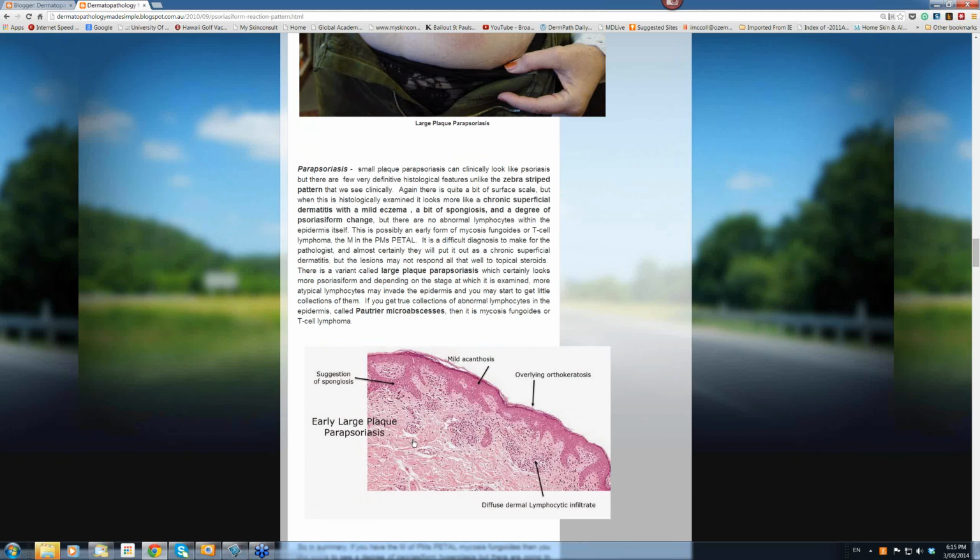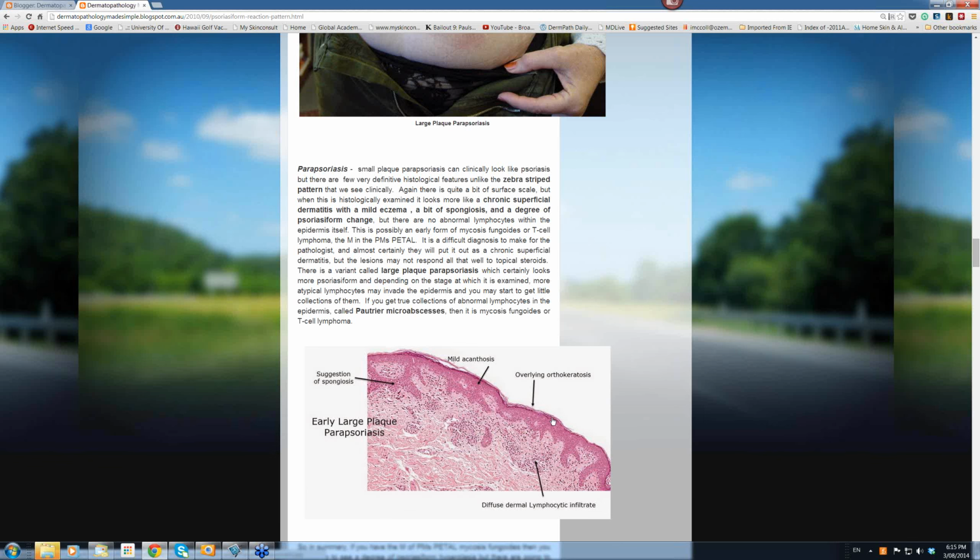Let's have a little look at this. That's an example of early large plaque parapsoriasis. There's a degree of acanthosis here. There's this infiltrate as well, but these aren't neutrophils. Look at these, these are lymphocytes. They're not quite in a lichenoid pattern. They're not all hard up against the epidermis here. They tend to be a bit more perivascular, these lymphocytes, but they're extending beyond the vessels here.